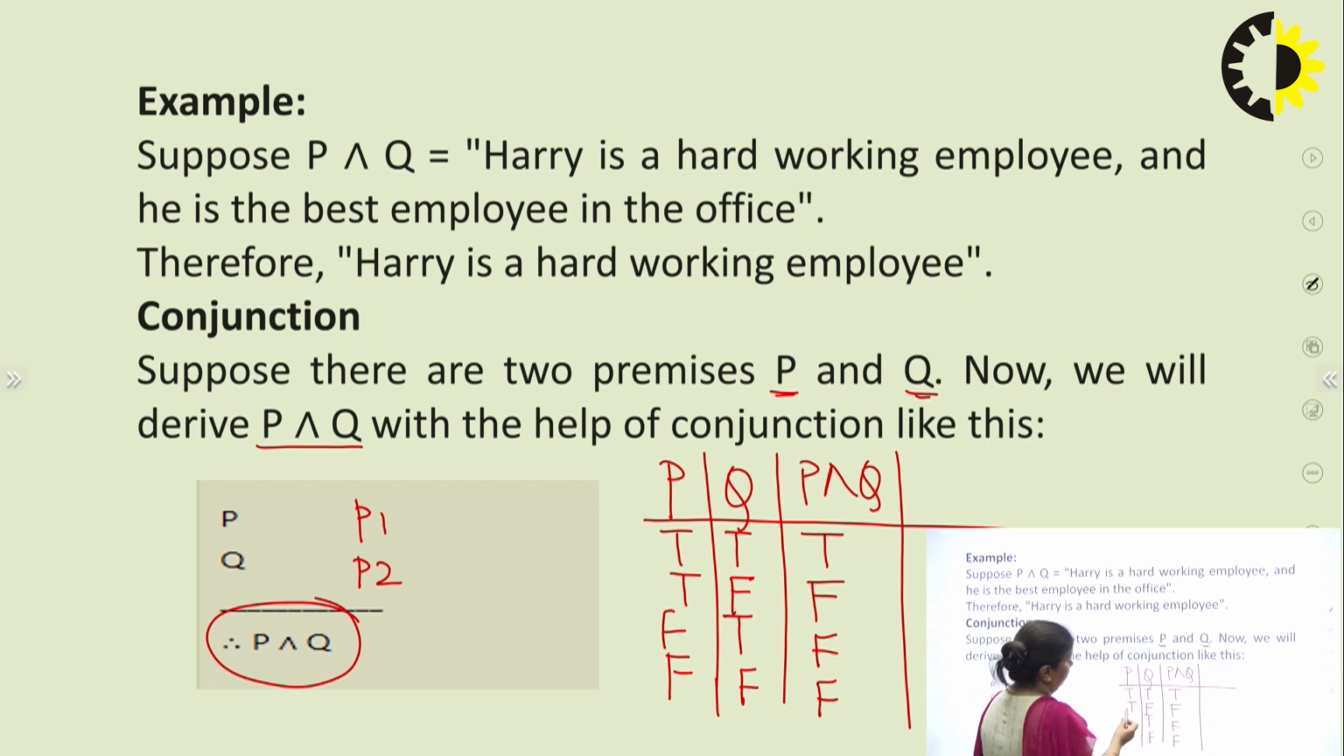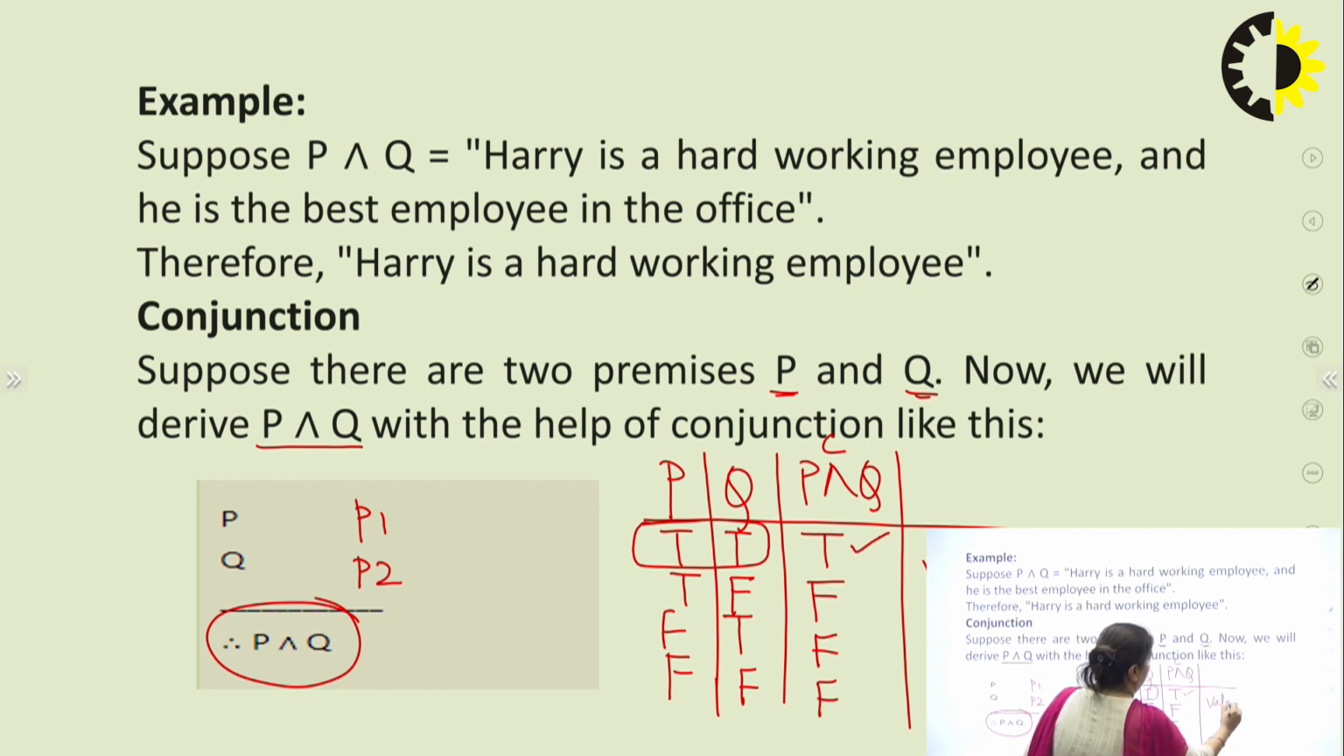So let's check the critical row. We have only one critical row in which both P and Q are true. Otherwise, one of them is false. So we need to check the value of the conclusion in this critical row. It is true. So this one is a valid rule.